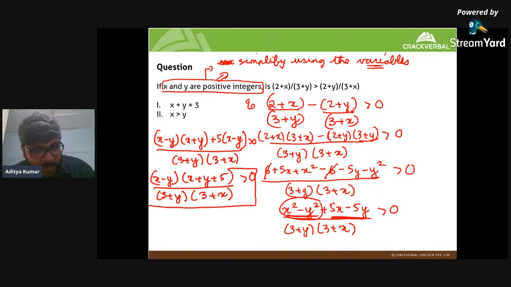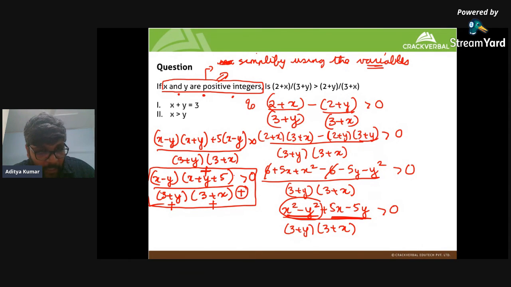Now my entire question stem is nicely set up, conducive for analysis. I've kept everything as products because products are easy for me. I need signs to work with. And this is where the constraint comes into play. Many people forget the constraints. Remember, the constraints are very important. Here they're telling me x and y are positive integers. If x and y are positive integers, x plus y is positive, 3 plus y is positive, 3 plus x is positive, so the entire denominator is positive.